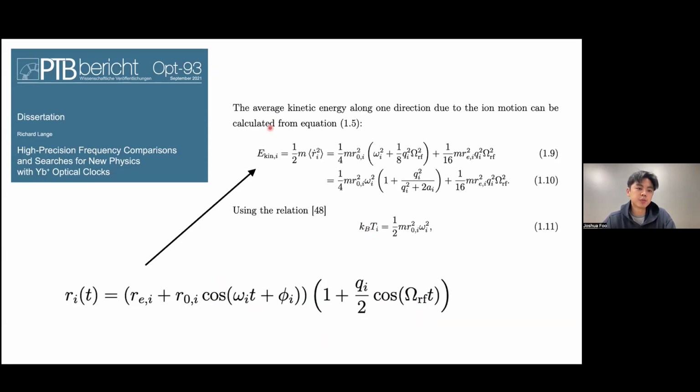And so what they do is, by the equipartition theorem, they compute the average kinetic energy from the velocity, the time derivative of this, and associate a temperature to each translational degree of freedom. kBT is half m r squared omega squared.